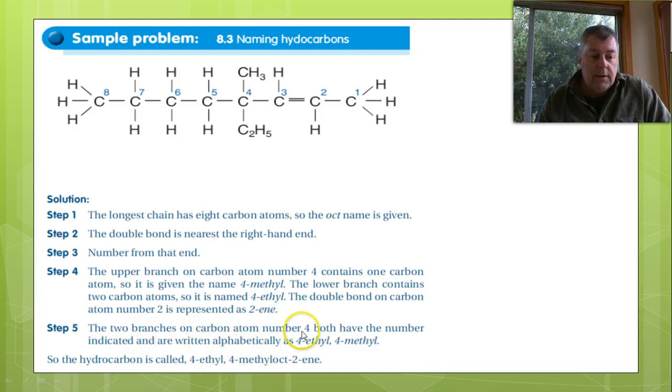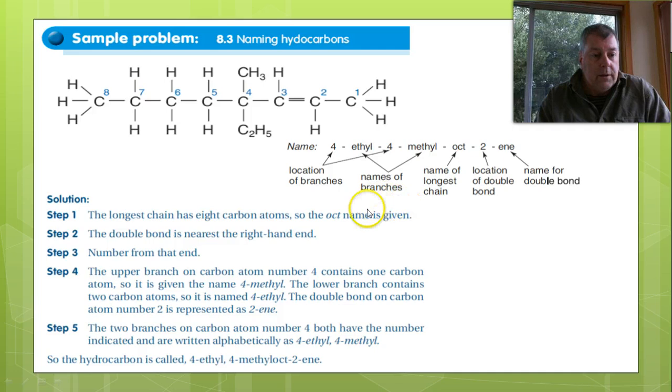Do we remember that rule? So that's why it becomes 4-ethyl 4-methyl, and so the whole name of it is 4-ethyl, 4-methyl. I would put a space in there, oct-2-ene. Pretty long name, but if you sent that to any other organic chemist, they would be able to draw exactly that molecule, and that's the point of the exercise, really. So just expanding on it, this tells us the location of the branches, this tells us the names of the branches and the size of the branches. That's the longest chain, that's the location of the double bond, and that's the name because it has a double bond.